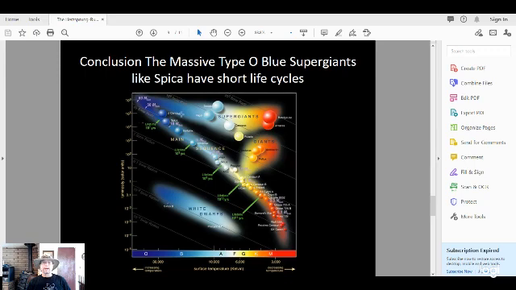Okay. These blue supergiants like Spica have a very short life cycle. We're not looking for life around Spica in the constellation Virgo. And by the way, we're getting close to May. Get out there. Watch Spica in Virgo rise in the east. And that should, all you farmers, get out, plant your crops. It's springtime. It's getting ready to go.